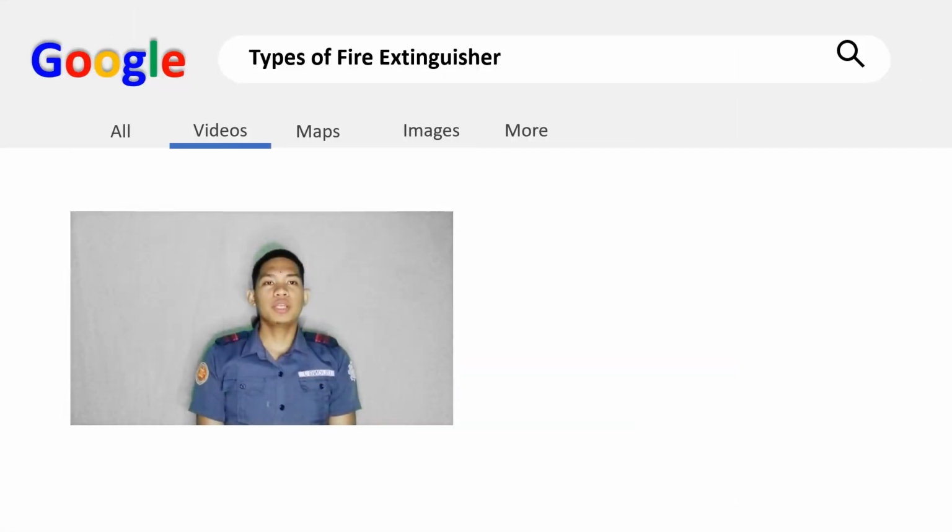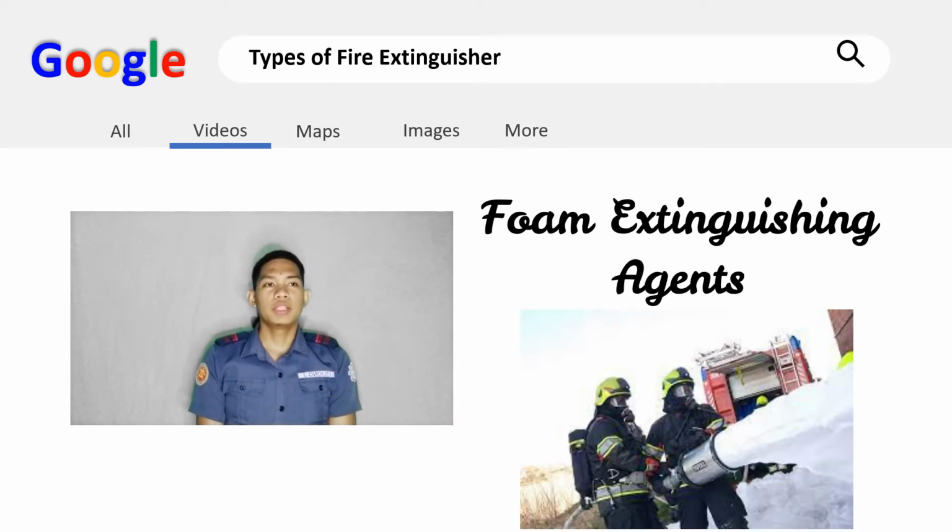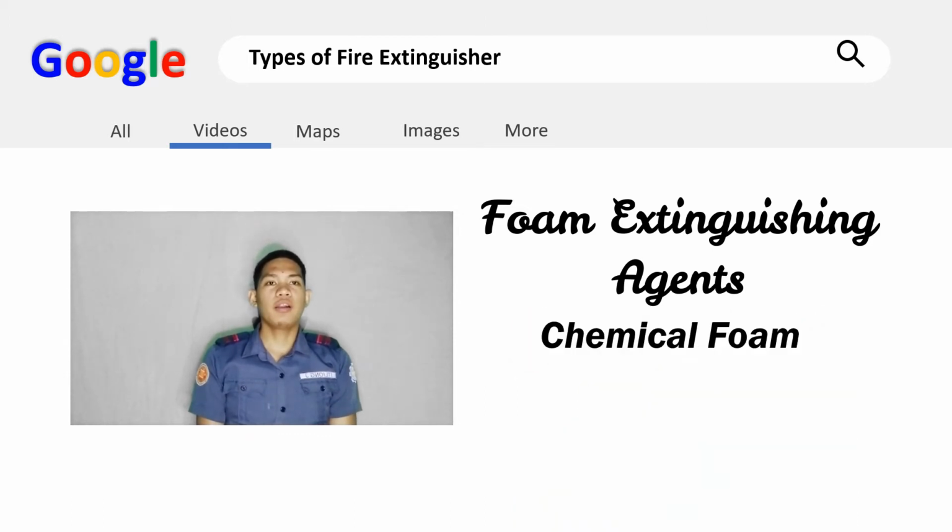For foam extinguishing agents, foam is a covering of bubbles that helps to put out fires by covering them. Water and a foam-making chemical are mixed to create the bubbles. Foam extinguishers are intended for Class B fires. And there are types of foam extinguisher such as chemical foam and mechanical foam.